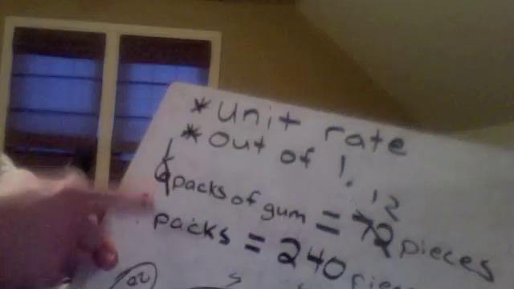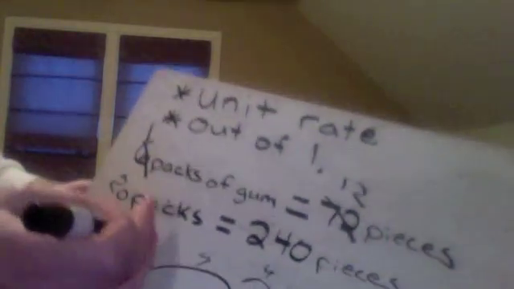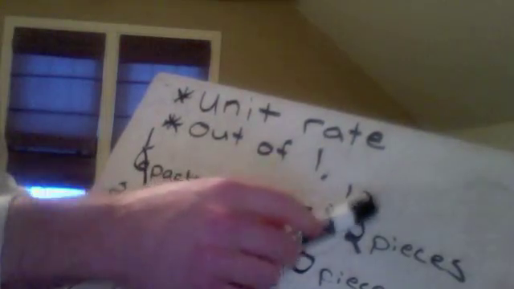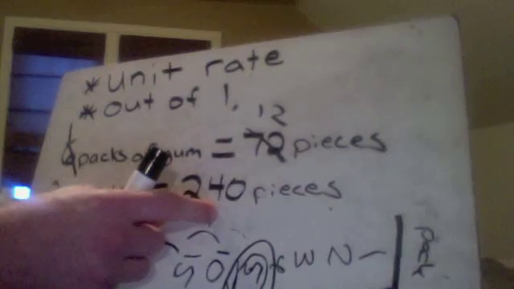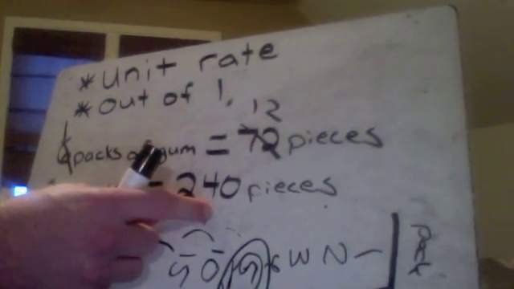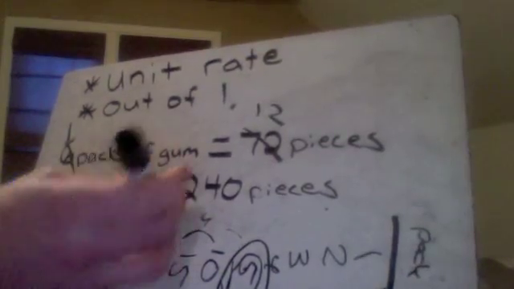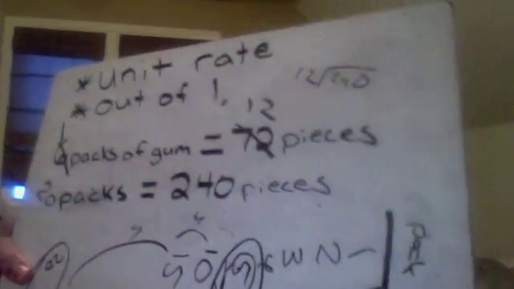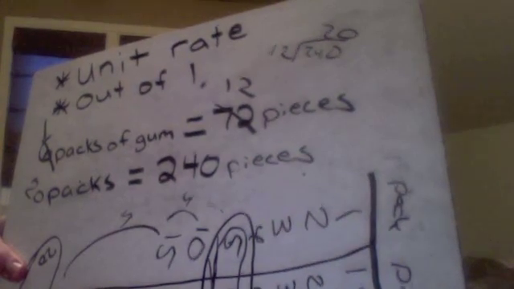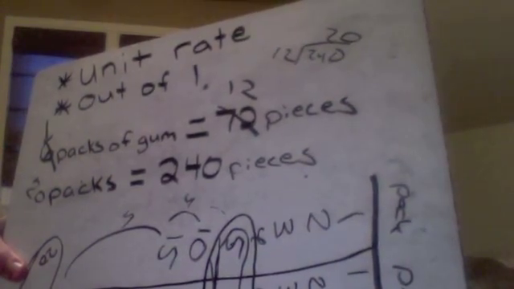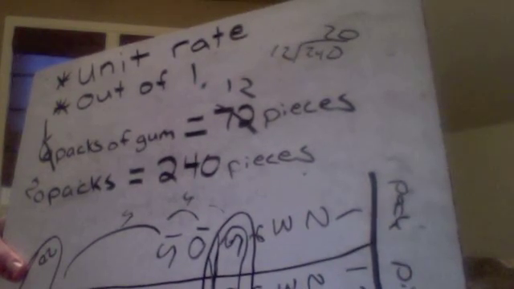Now, another thing you could do for this one, that I think will work well, is if you know that every pack is 12 pieces, and we have 240 pieces, you can see how many 12s go into 240. Pretty simple. If we do 240 divided by 12, that is 20 packs of gum. So that's just another common sense thing you can use to help yourself figure these out.